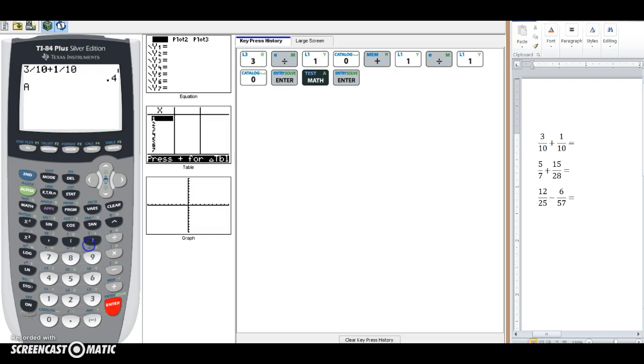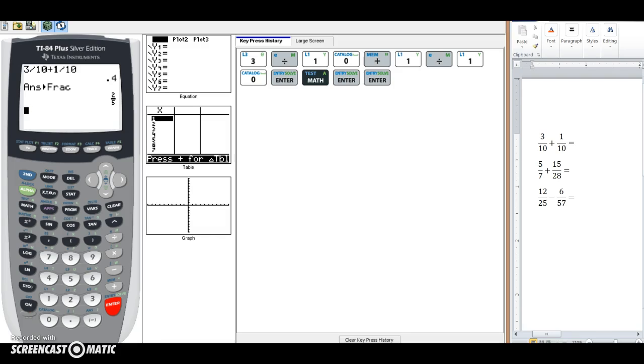So press enter. And on your screen, you see that the answer will be converted to a fraction. So what this means is that the answer, which is the very last thing that the calculator returned, which is 0.4, is going to be converted to a fraction. So all I need to do now is to press enter one more time, and you see that the final answer is 2/5.